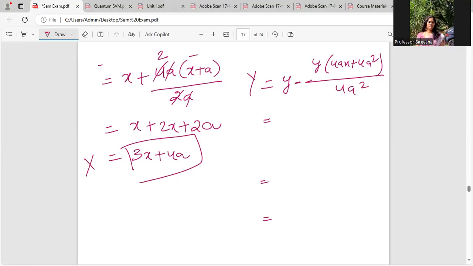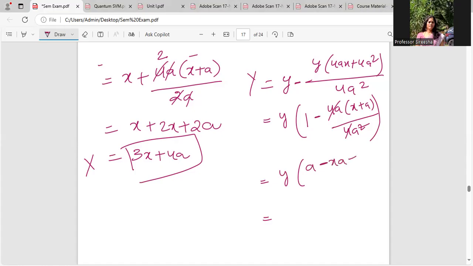And then capital Y, I'm having y common, of course, and then there's a 1 and then minus, of course, in the numerator, I can take 4a common. So I'll be having x plus a by 4a squared, right? So this squared, this goes off, right? This is equal to y into a minus xa minus a squared by a, if I take the LCM.